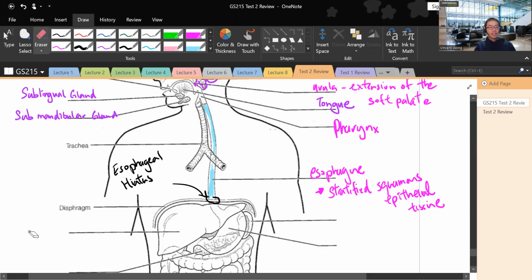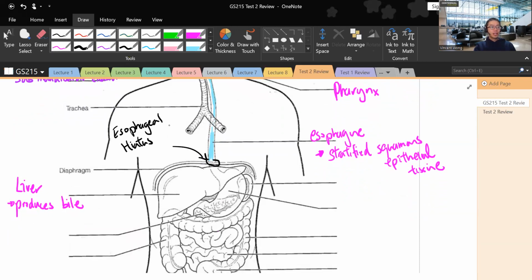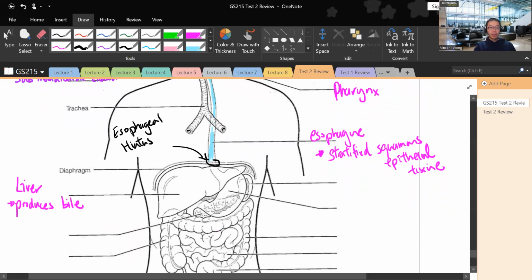Over here, that is the liver. In the case of the digestive system, the liver produces bile for the emulsification of fat. Now you cannot see it here because it's hiding, but not completely. There is a little bit of it protruding here. It's right there. That would be your gallbladder.